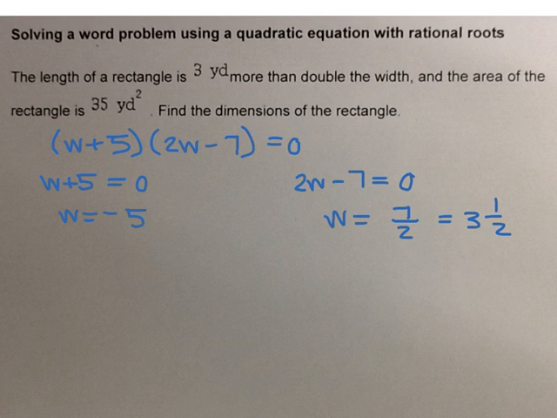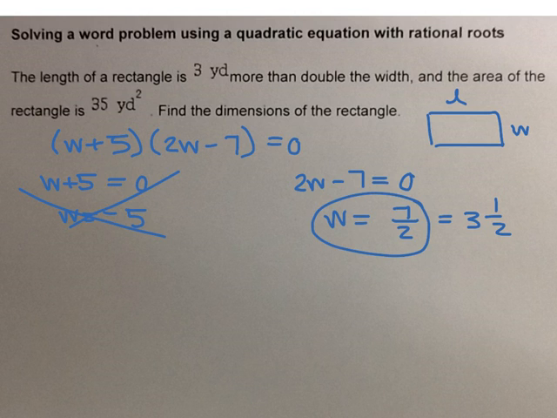Well, let's think about this. We're asking for a width of our rectangle, right? We have our rectangle, and we have a length and a width. You can't have a negative number. So this answer doesn't make any sense. So then the other answer, where W is 7/2 yards, that one is the one that makes sense. And from that we can figure out what our length is going to be.